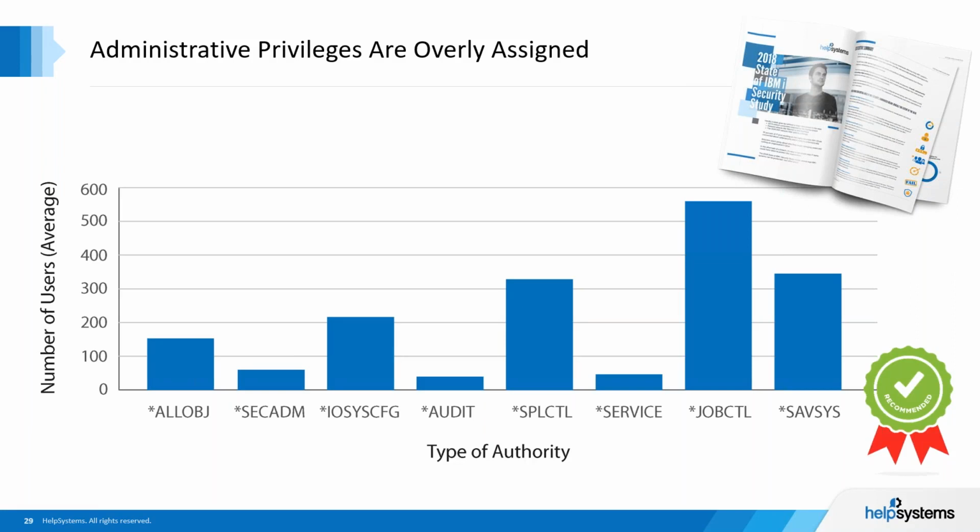When we start on the left, we see ALLOBJ with an average number of 150 profiles on each system we review. When we go across to the right-hand side, we see over 500 users with that powerful job control privilege, allowing users to end subsystems or to start print writers. And then that save sys authority allows us to read and change data, maybe even delete data. We see over 300 of those profiles on average.